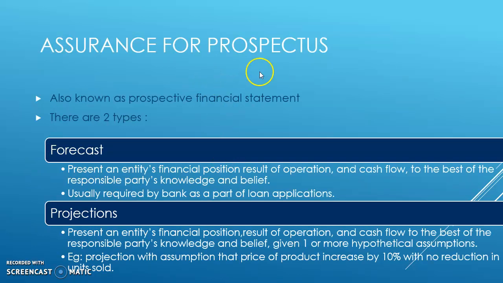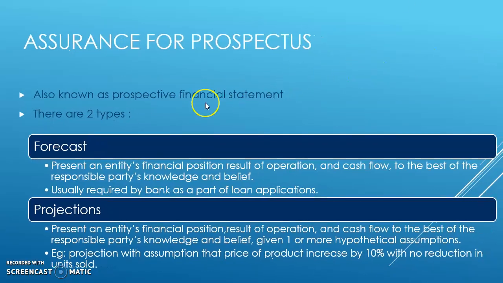Okay. Assurance on prospectus is also known as prospective financial statement. There are two types of prospective financial statement, which is forecast and projection. Forecast presents an entity's financial position, result of operation and cash flow to the best of the responsible party's knowledge and belief. So forecast is usually required by bank as a part of loan application. Kita forecast anjakan.